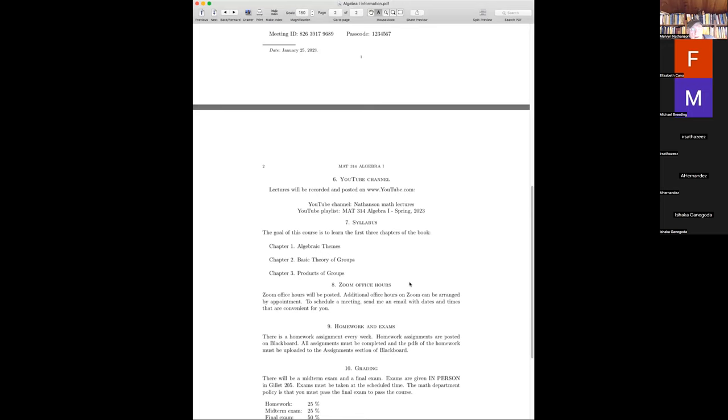There's a homework assignment every week. Homework assignments are posted on Blackboard, and for the first half of the semester, all the homeworks are already listed there. All assignments must be completed, and the PDFs of the homework must be uploaded to the assignments section of Blackboard. So I will correct that on the website, but that is the correct statement. Thank you.